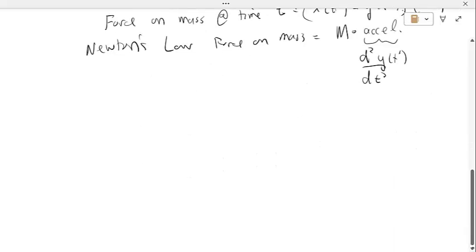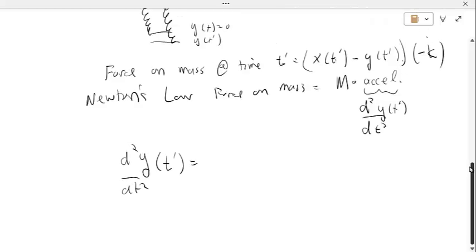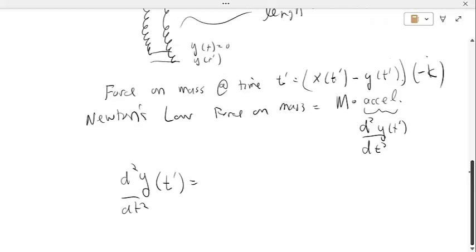d squared y dt squared. And I can say at t prime, or I can say at t. I can say at any value here. So I've been using t prime, so I'll say t prime. So that's equal to the mass times the acceleration is this. Okay, and then this is going to be my expression from up here. Okay, so that's going to be, and I'll bring the minus k in front. Equals minus k times x of t prime minus y of t prime.